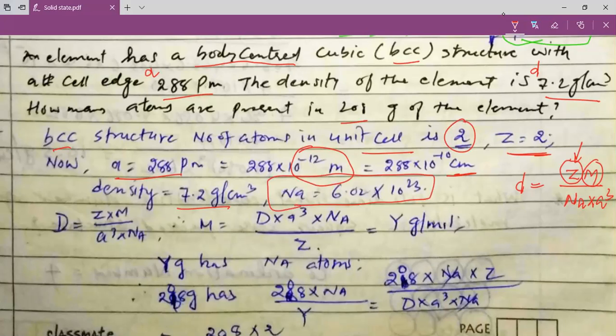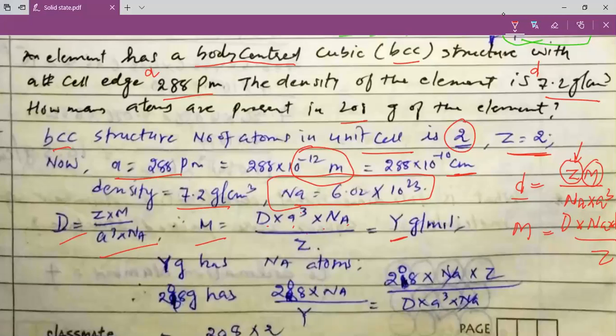Now, my dear students, density is equal to Z into M divided by Na into A cube. Therefore, this molecular weight M we can write as density multiplied by Na multiplied by A cube divided by Z. So that is what we have written. Density is equal to Z into M divided by A cube multiplied by Na. Therefore, M is equal to D multiplied by A cube multiplied by Na divided by Z.